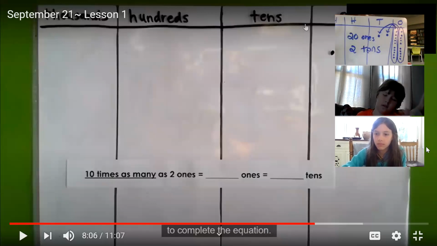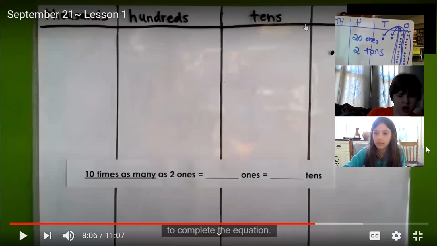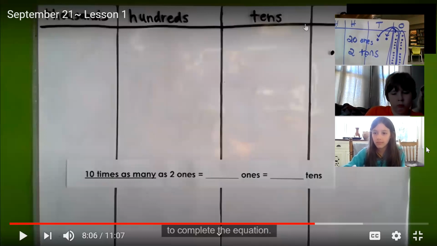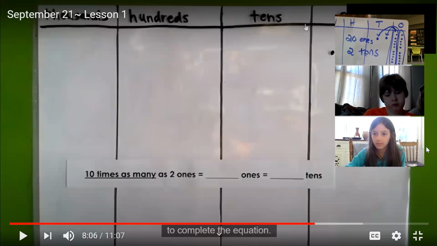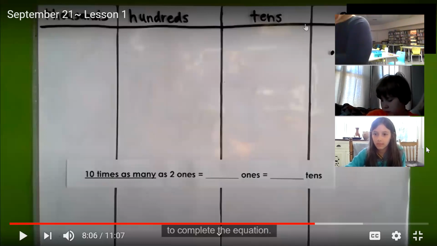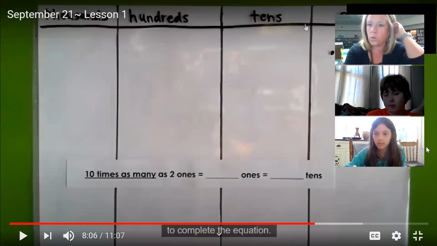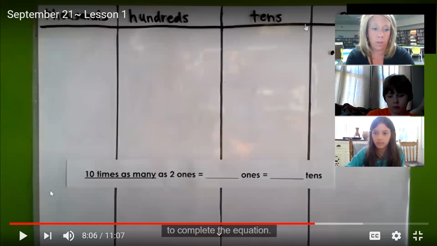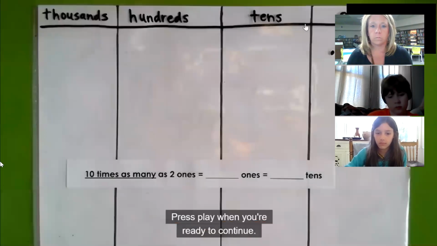Okay, so we could complete this sentence by saying 10 times as many as 2 1s equals 21s or 2 10s. I think the picture helps to really represent what those words are, because I think it's really confusing without the drawing. Press play when you're ready to continue.